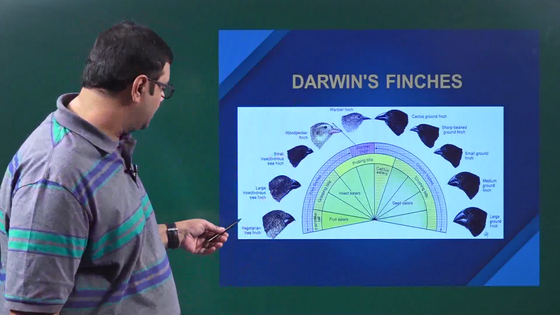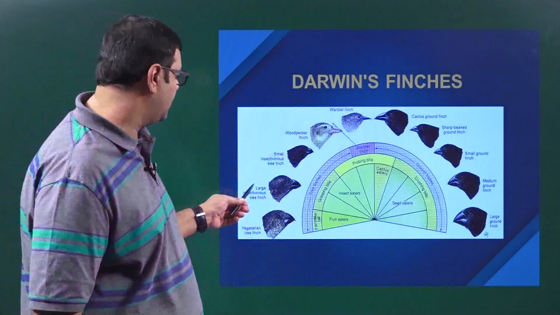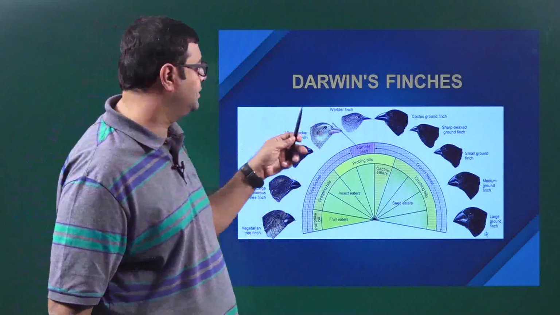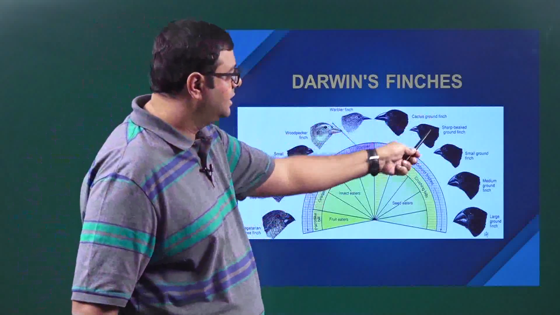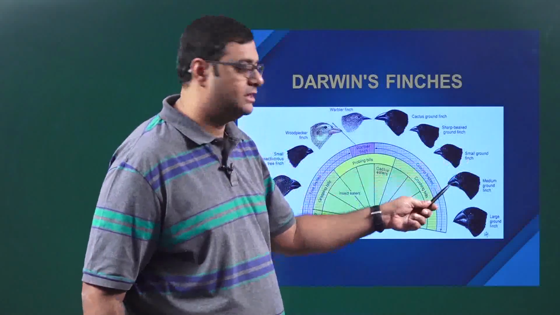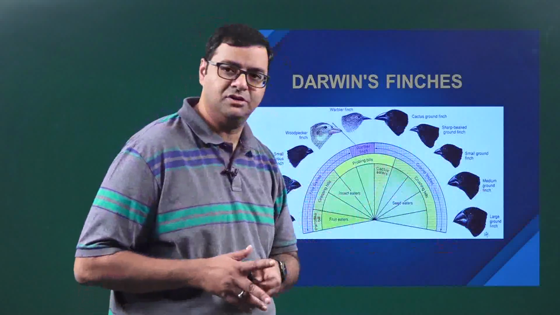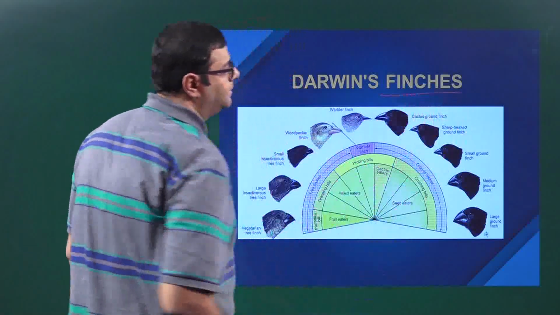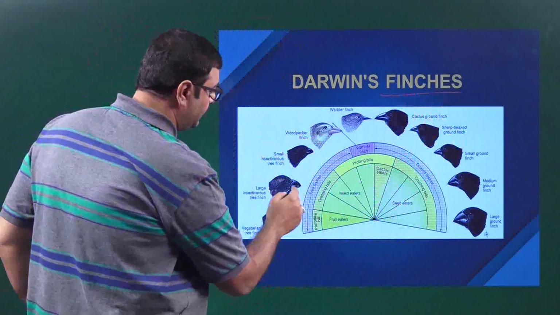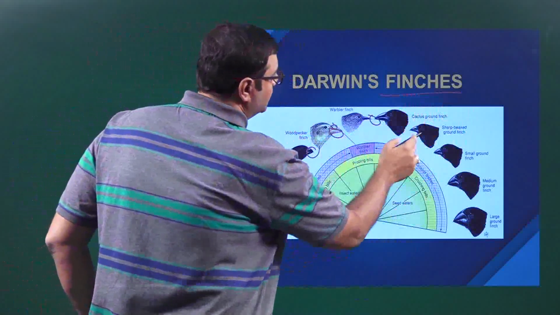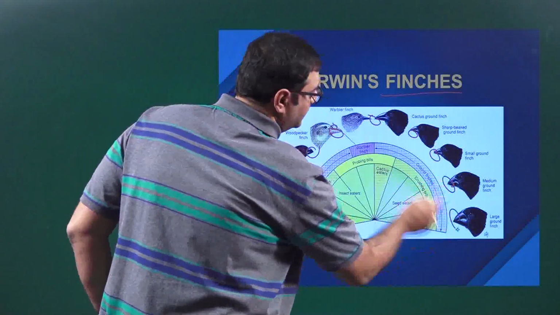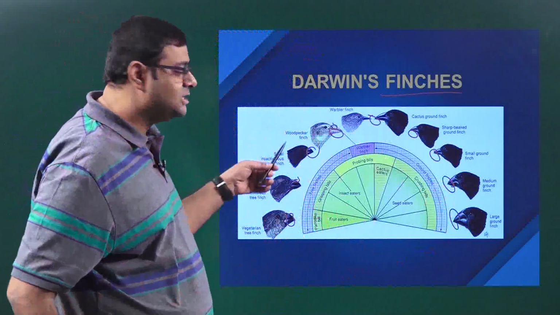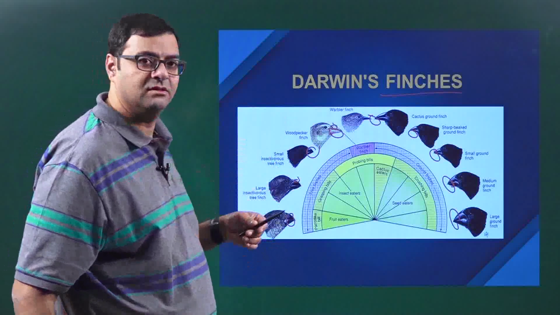Okay, right? So you have a vegetarian tree finch, then a large insectivorous tree finch, small insectivorous tree finch, woodpecker finch, warbler finch, cactus ground finch, sharp-beaked ground finch, small ground finch, medium ground finch, and then large ground finch. Though they belong to the same species, that is the finches, their beaks were adapted for different purposes. That is what fascinated Darwin. So we'll just see them in groups as to why these beaks were so different from the others in the same species.